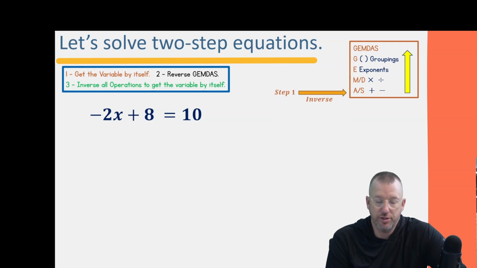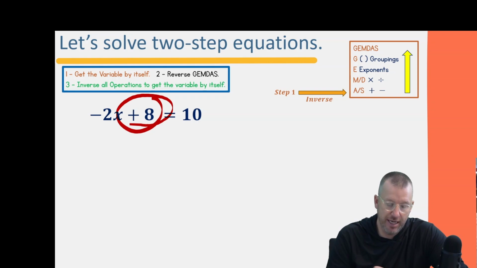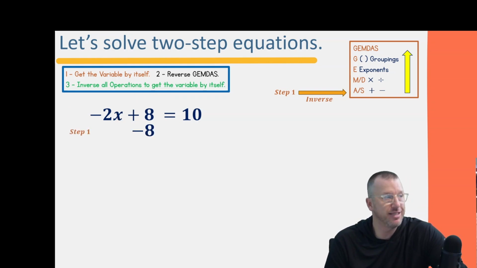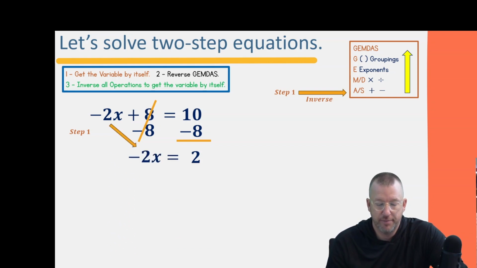All right, so step 1, do you see any addition or subtraction? Yes, we have plus 8. So we have to do the inverse of that. What is the inverse of plus 8? Minus 8. What I do to one side, I have to do to the other side. So plus 8 minus 8 gives us a cancellation. Those are 0 pairs. On the other side, 10 minus 8 equals 2. Bring everything else back down. So we have negative 2x, and we also bring that equal sign down.